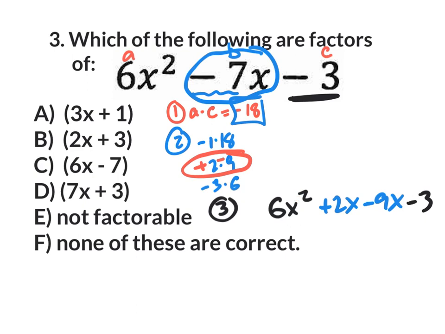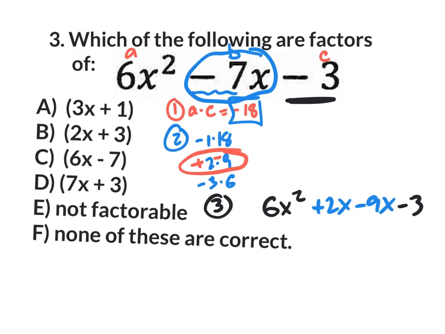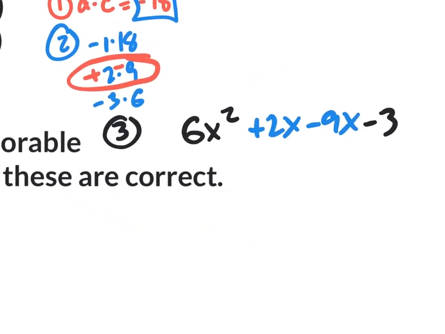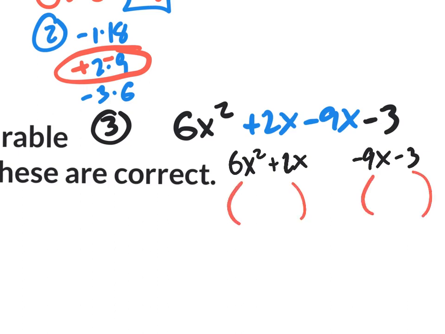The first step in factoring by grouping is to make space between the 2 groups, the first 2 and, oh, that's not going to work. Let's try that again. Let's make space between our first 2 and our second 2. So we have 6x squared plus 2x, space, minus 9x minus 3. Then you factor something out of your first group, and factor something out of your second group. What could I pull out of that first group? 2x. And what would be left on the inside? 3x plus 1.